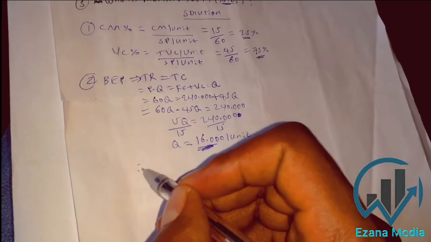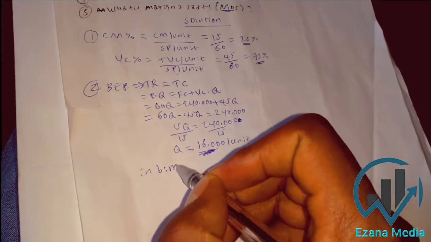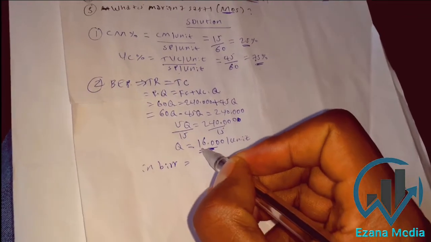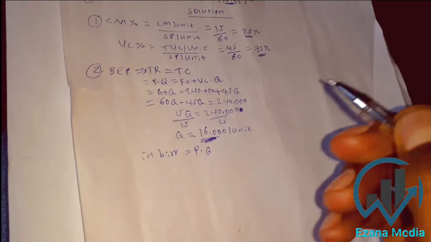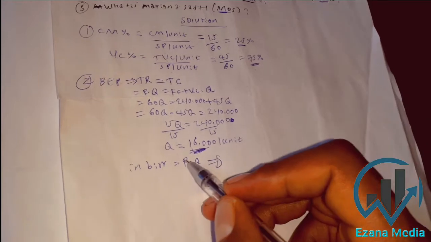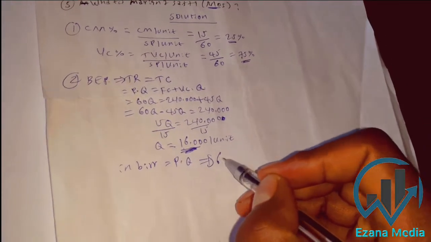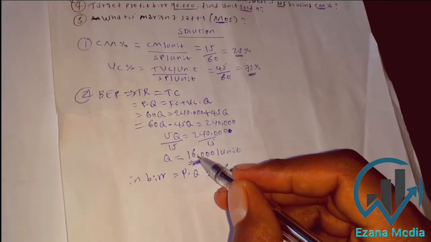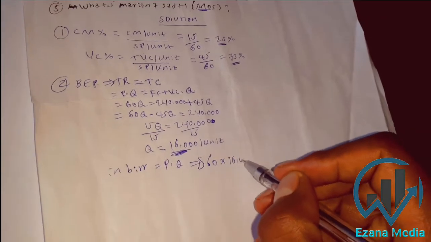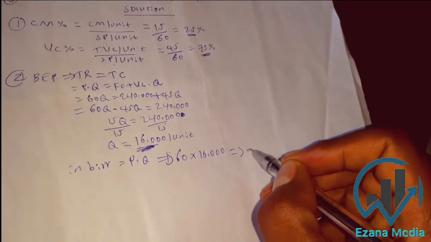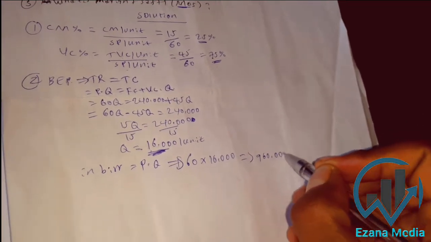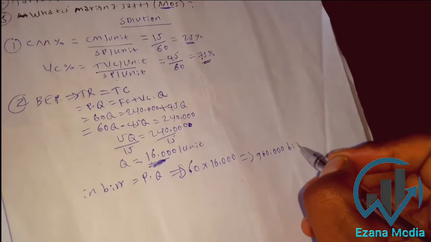Break-even point in birr is price times quantity. P is 60 times Q, the quantity, 16,000, which is equal to 960,000 birr.